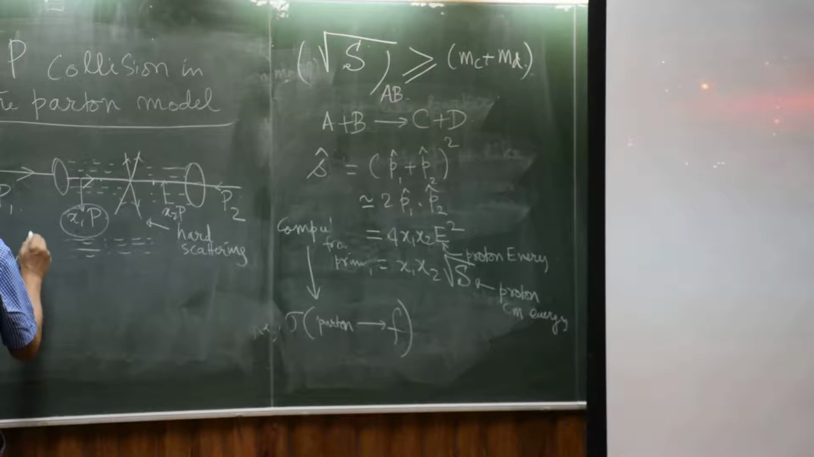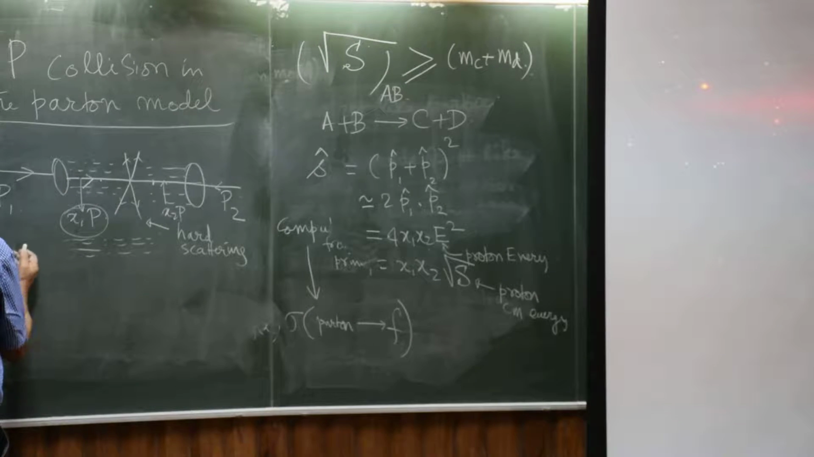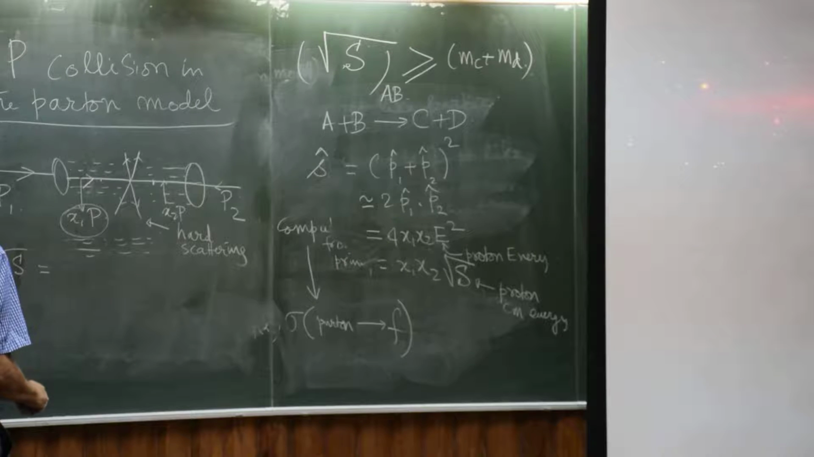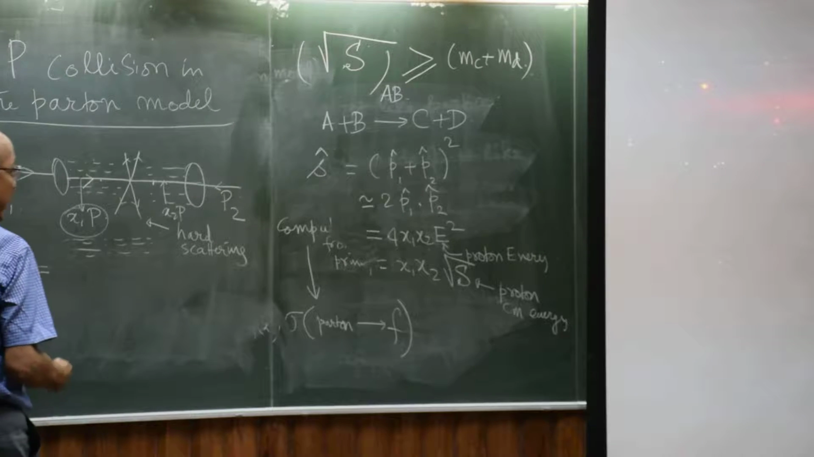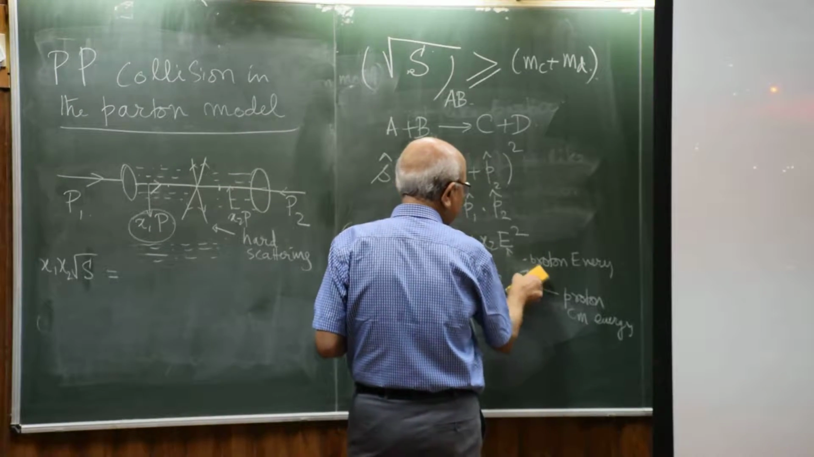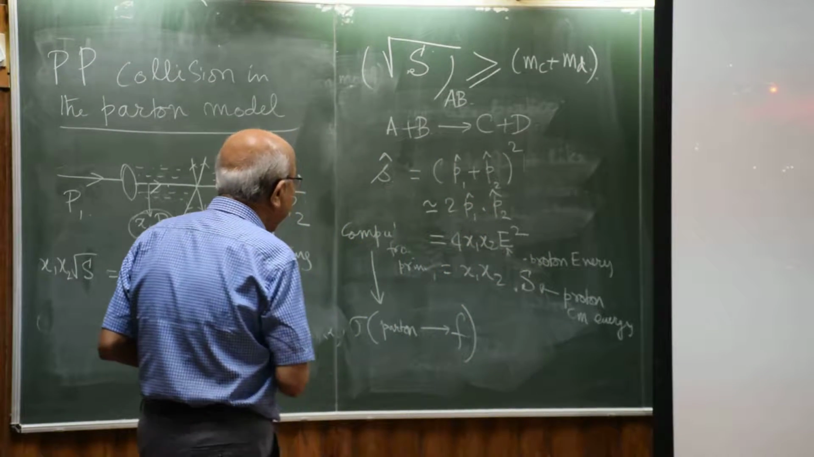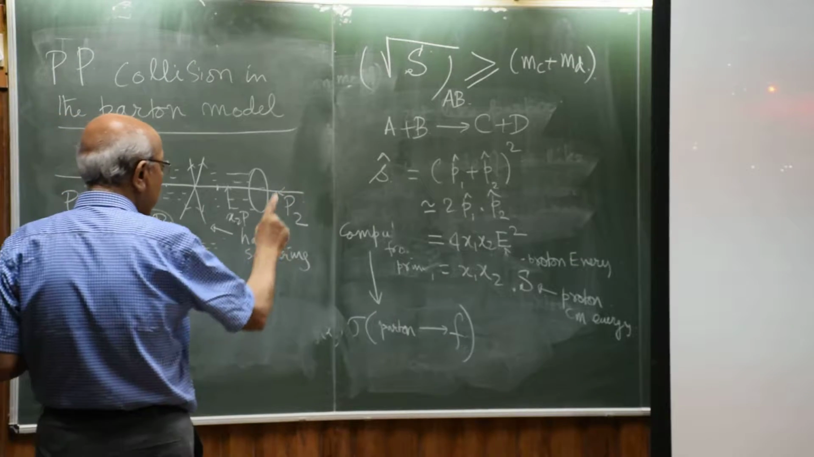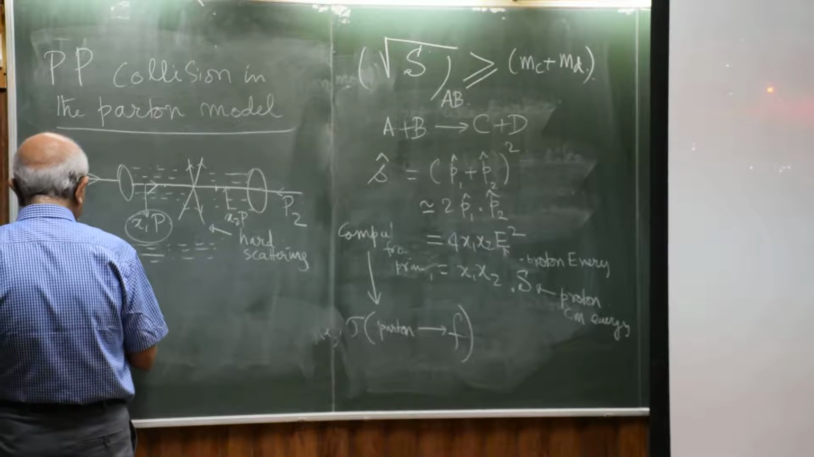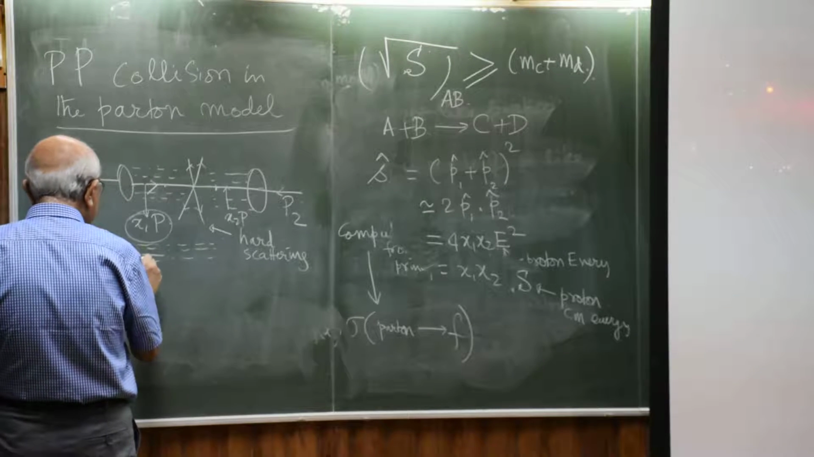root S hat, x1 x2, square root of s, or only s, because there is a square here. Sorry about it. E square is s, the square of p1 plus p2. So I have E square there. So this should be equal to s hat.